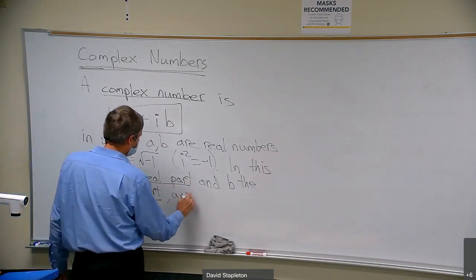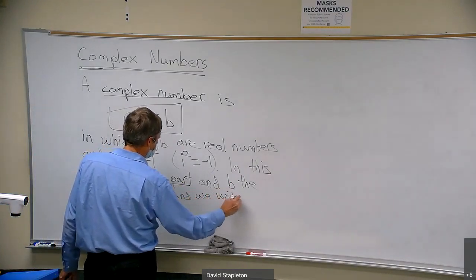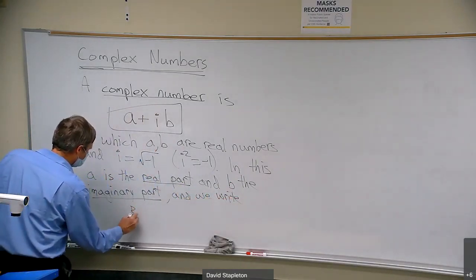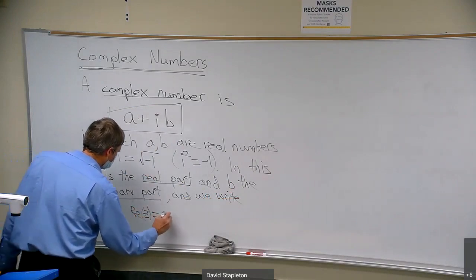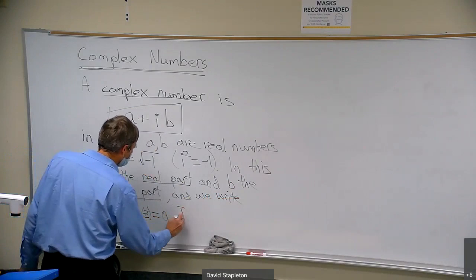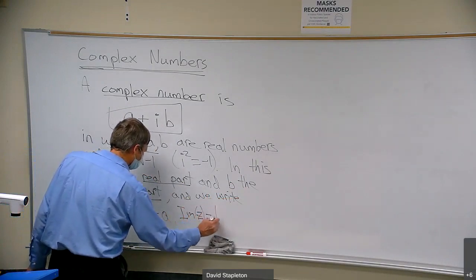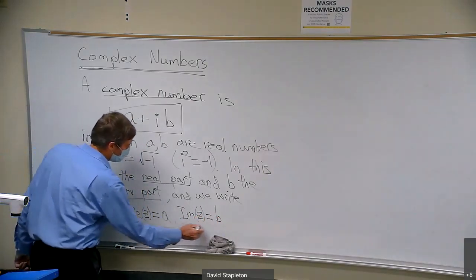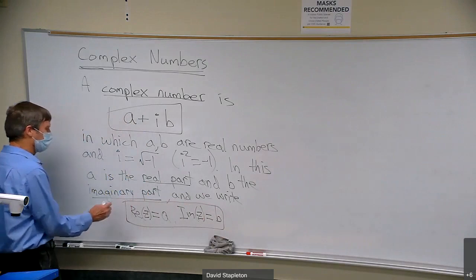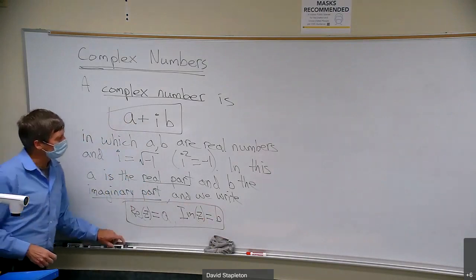And to denote this, we write Re(z), the real part of z, is a. Im(z), the imaginary part of z, is b. So that's the notation for real and imaginary parts of a complex number. Now this needs an example, of course, right?